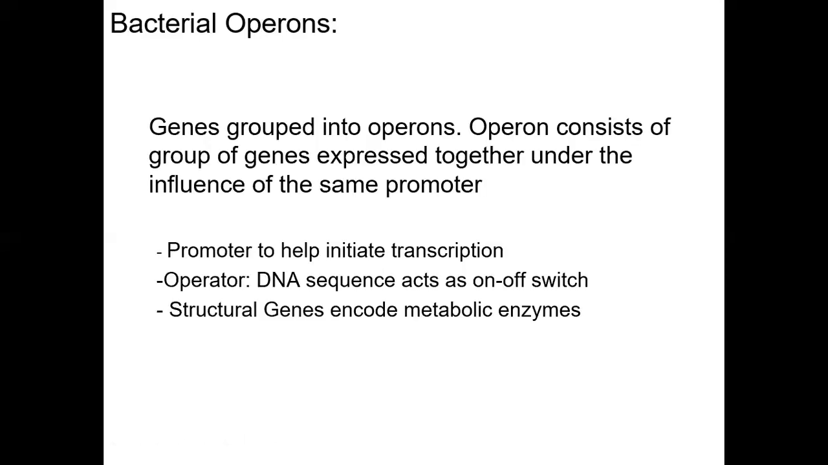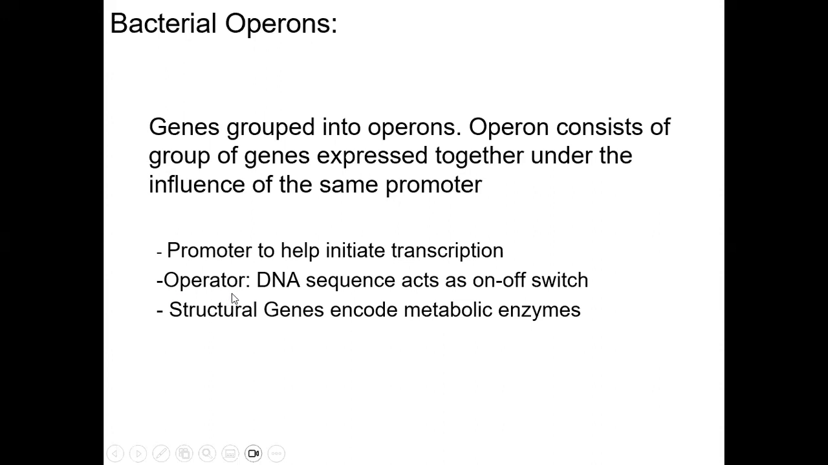Operons basically consist of a group of genes that are expressed together under the influence of the same promoter. They are present only in prokaryotes, and the transcriptional unit in operons consists of a promoter region. This is the region where RNA polymerase will bind and identify the proper strand for transcription.